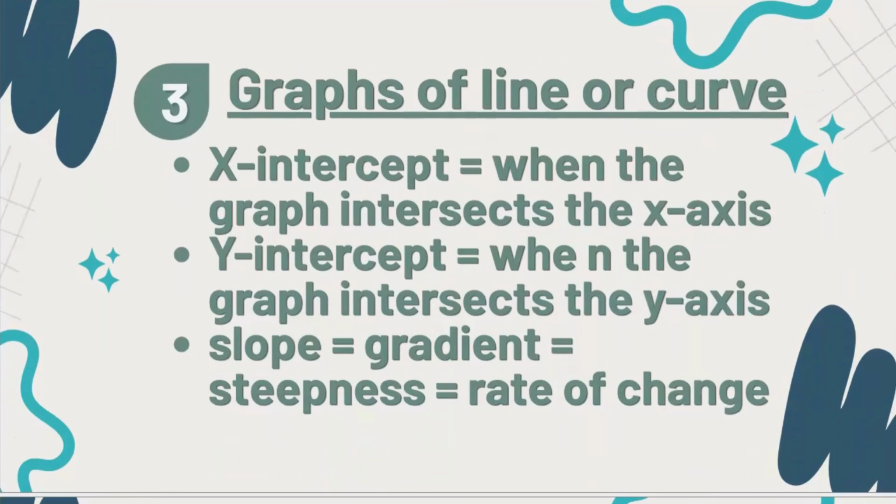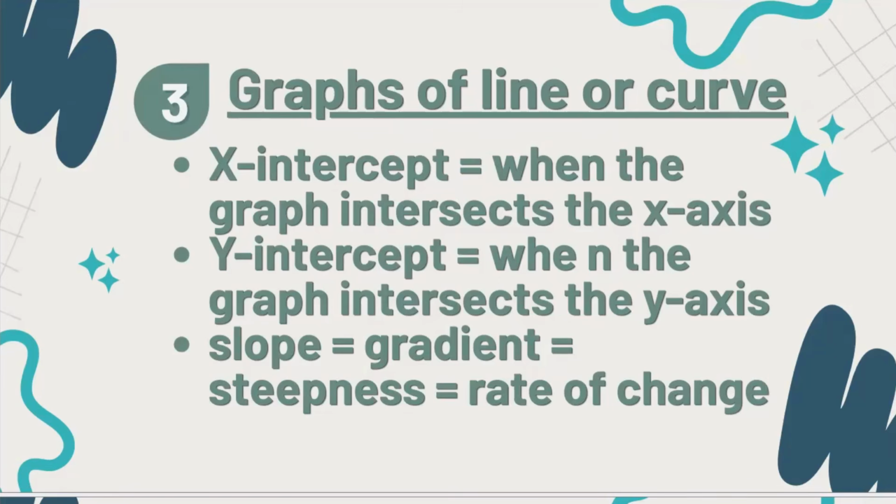Then for graphs of lines or curves, x-intercept means the point where your graph is crossing the x-axis. Y-intercept means the point where your graph is crossing the y-axis. So whenever they ask what is the point at which your graph is crossing the x-axis, it's the x-intercept. What is the point where the graph is crossing the y-axis? It's the y-intercept. So they both mean the same thing.